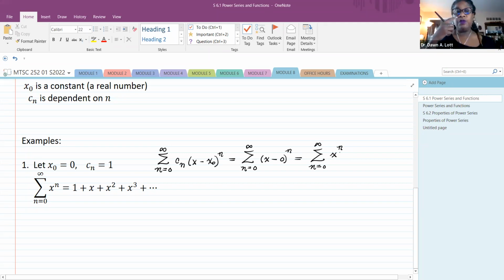All right, and if you write it out, the first term is x to the 0. Any number to the 0 is 1. The second term is x to the 1, then we add x squared, then we add x cubed. And this is the first example of a power series.